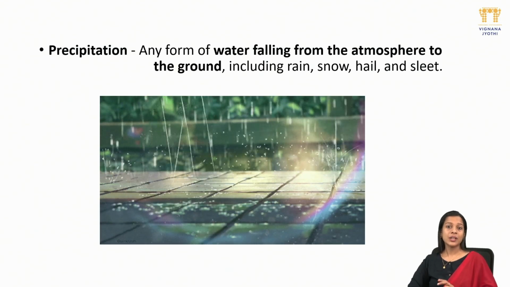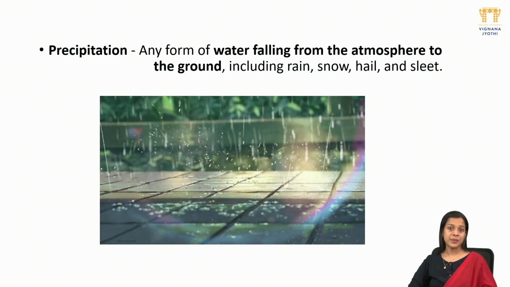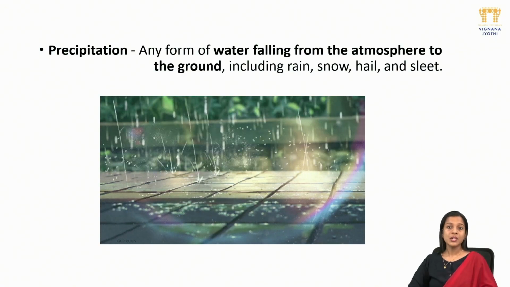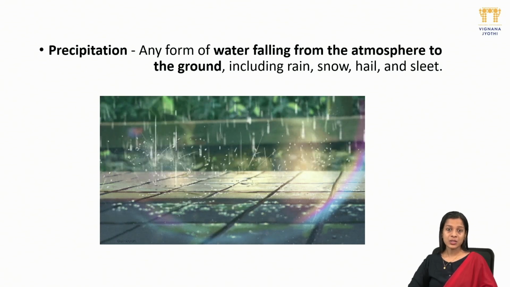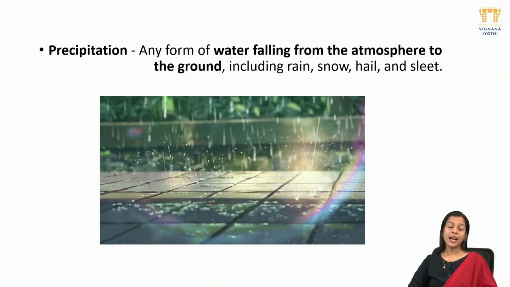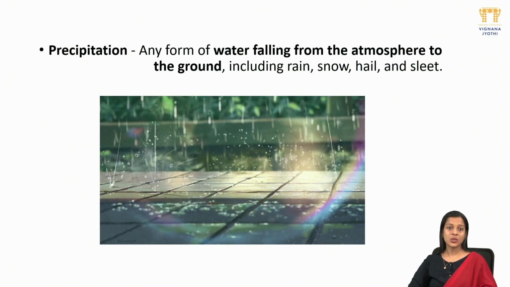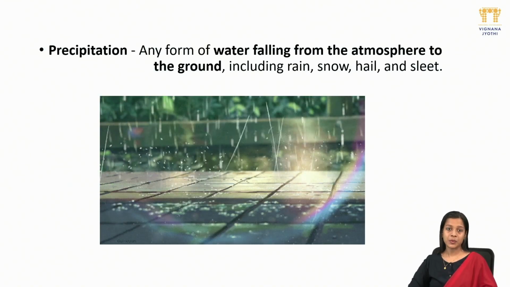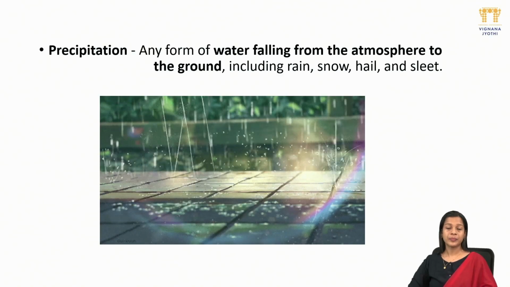Let's look into the different components of the hydrological cycle. First one is precipitation. Precipitation refers to any form of water falling from the atmosphere to the earth's surface. It includes rain, snow, hail, and sleet. Precipitation occurs when condensed water droplets in clouds become too heavy to remain suspended in the atmosphere. Gravity then pulls them towards the earth.